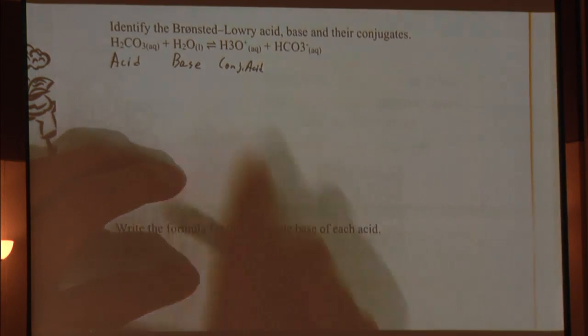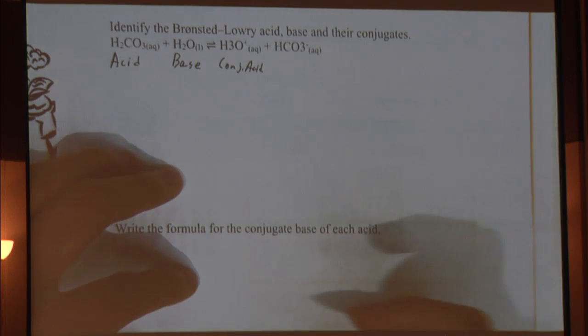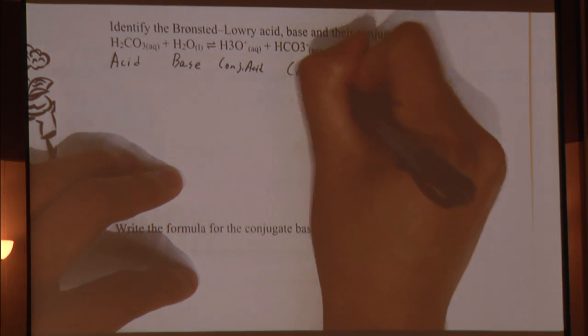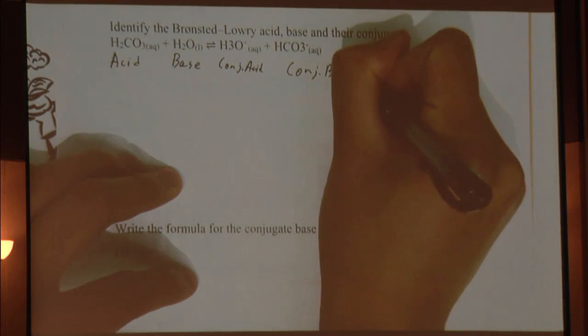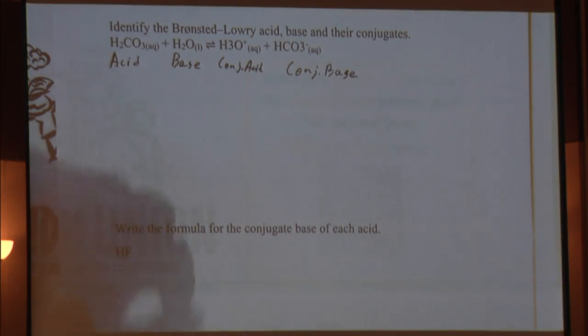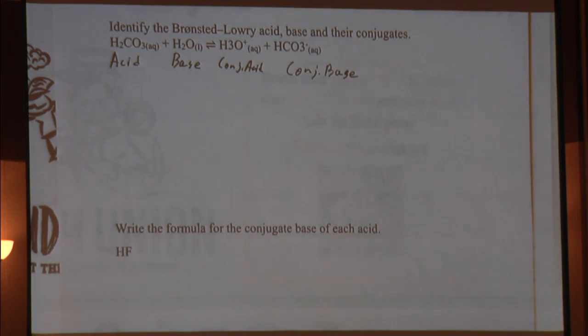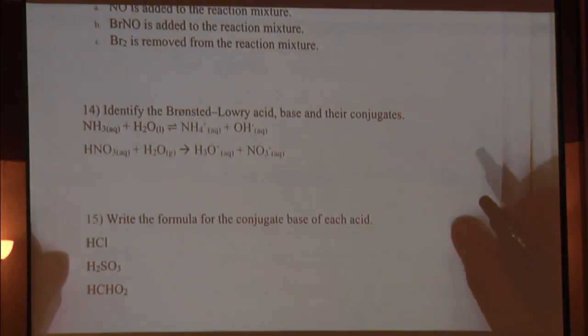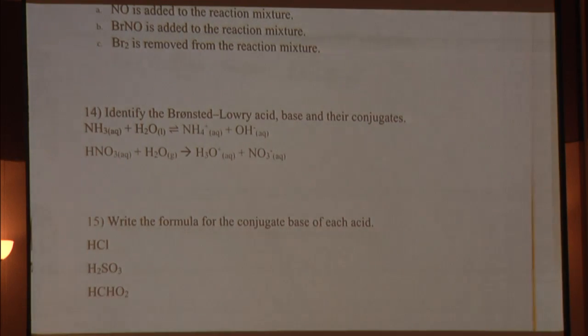And then we can write that our hydronium is a conjugate acid, and our HCO3 minus is a conjugate base. So your practice problem is number 14. Identify the Bronsted-Lowry acid, base, and their conjugates. We have two reactions. Let's give that a minute.